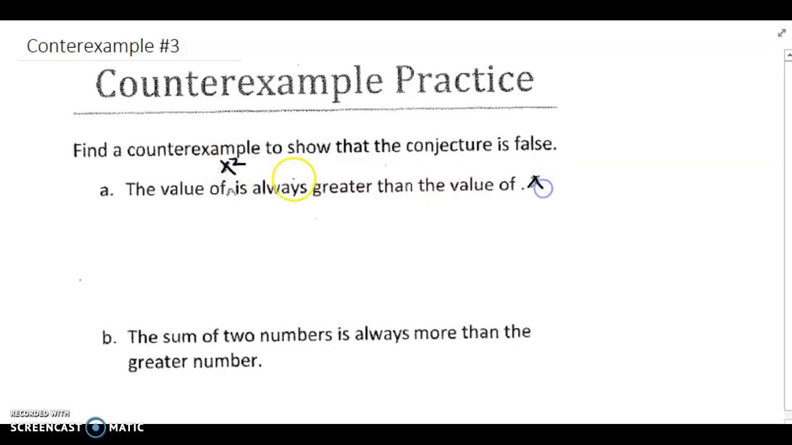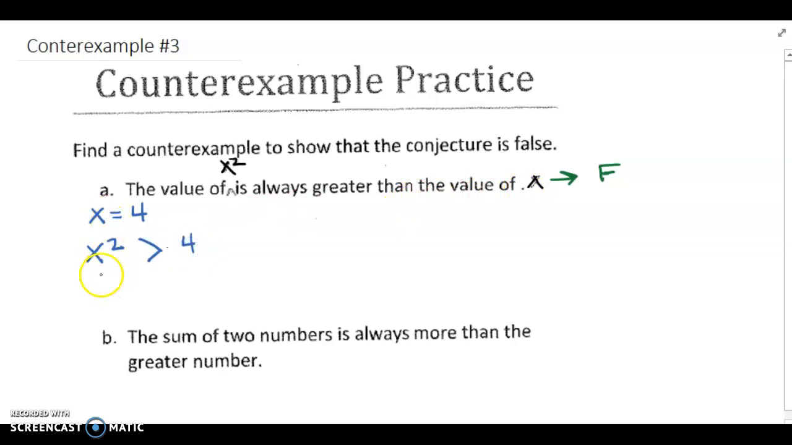and x. So on A, it should say the value of x squared is always greater than the value of x. Now remember, in order to find a counterexample, we have to find an example of when this statement is false. Sometimes when we try to find examples, we don't find one on the first try. So let's just say x equals 4. Just throw out a number. The value of x squared is always greater than the value of x.